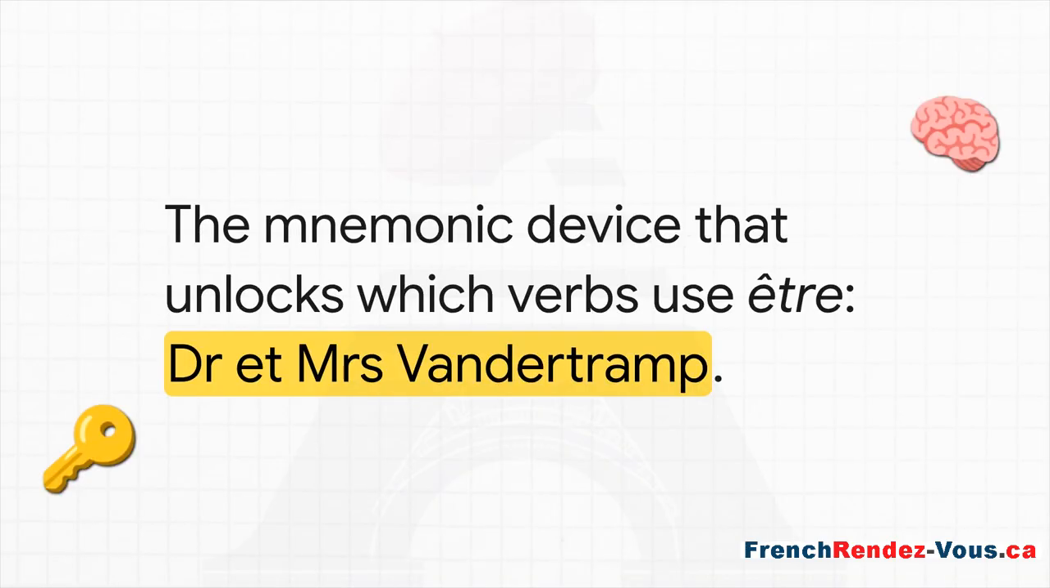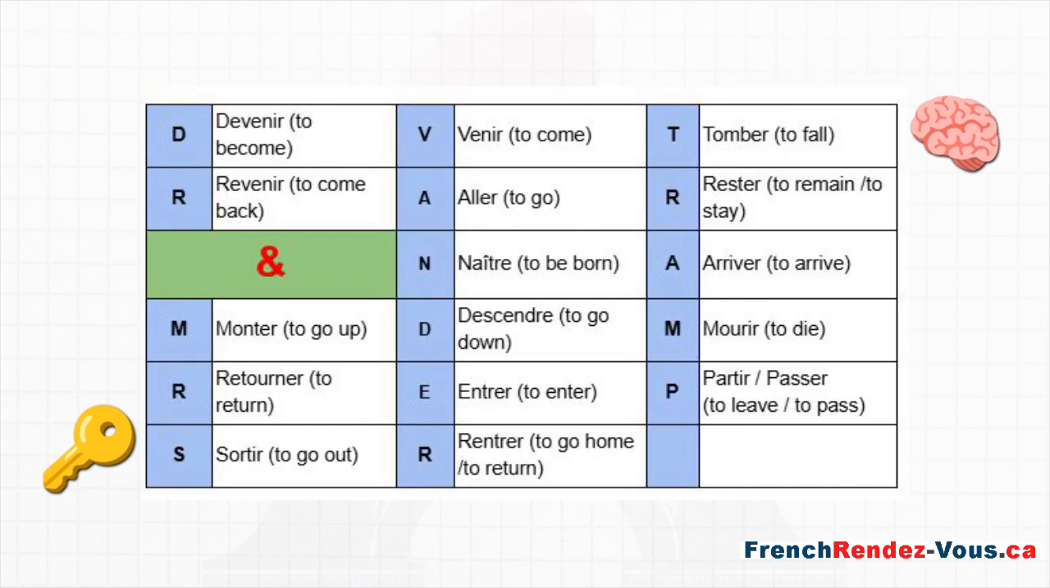There is this fantastic little trick, a mnemonic device, that has helped learners for decades, and it's called Dr. Mrs. Vandertramp. Now, this isn't a real person, of course. It's a key. Each letter stands for a common verb that takes être, and they're mostly verbs of movement or a change of state. For example, devenir, to become, revenir, to come back, monter, to go up, rester, to stay, sortir, to go out, venir, to come, aller, to go, naître, to be born.